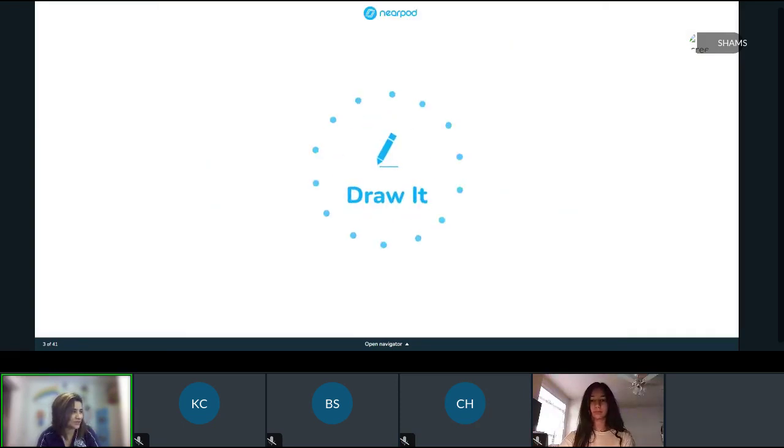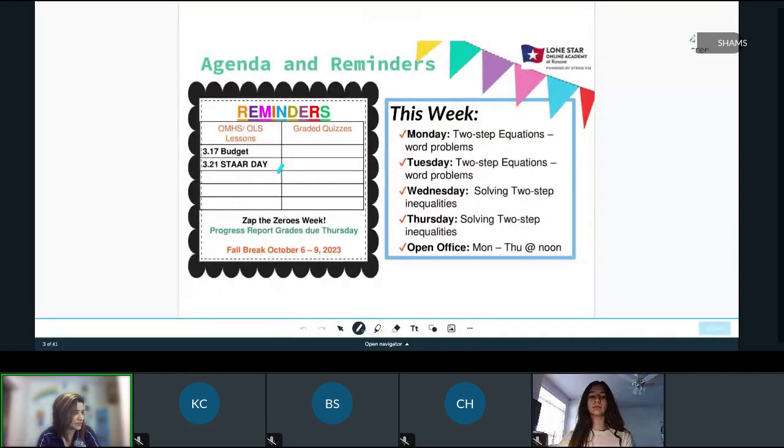Agendas and reminders. We had these two modules due this week. None of them had a graded quiz. It is TAP, the zeros week. Progress report grades are due this Thursday. Make sure you check your math grades and see if you need to complete any quizzes. Complete it by today because those are the grades that go in the first quarter progress reports.